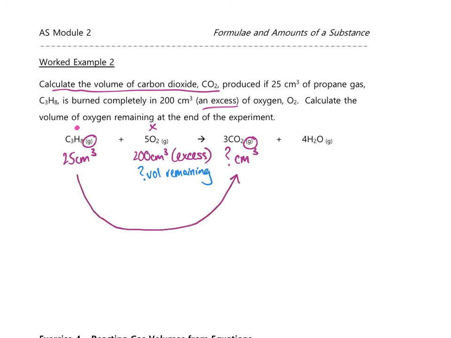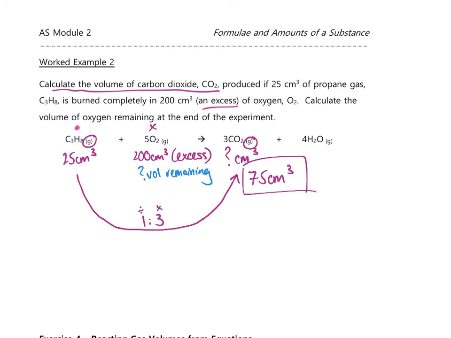To carbon dioxide, you can see that the ratio is 1 to 3. So essentially you're dividing by 1 and timesing by 3. So in other words, timesing by 3. So that gives me a volume of 75 centimetres cubed of carbon dioxide. That's the first part of the question done. Okay, so that's the answer to the first part of the question.